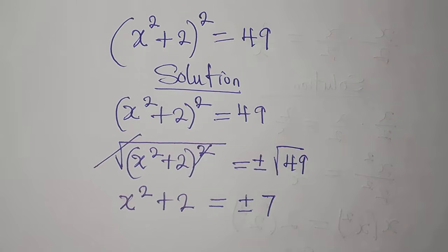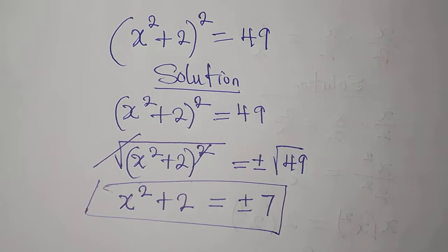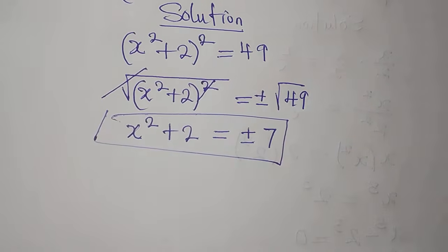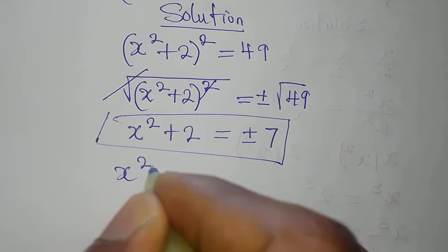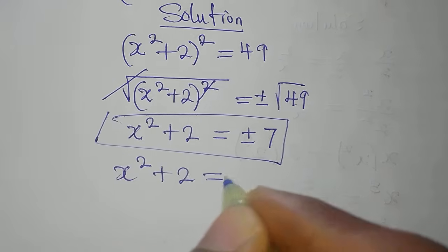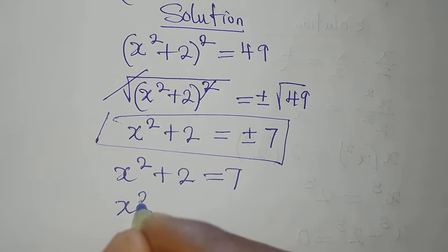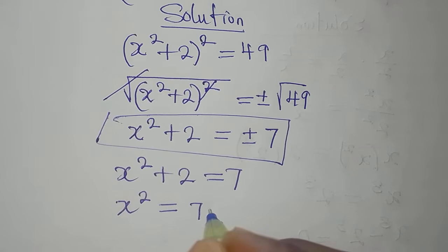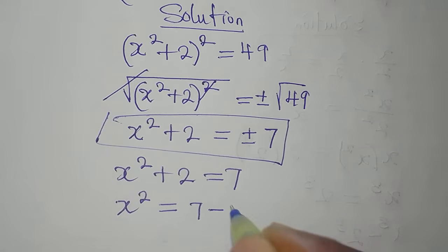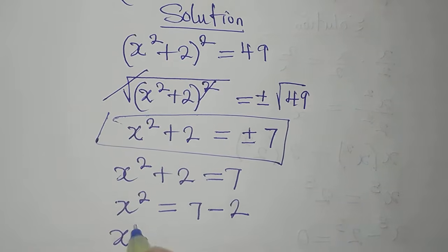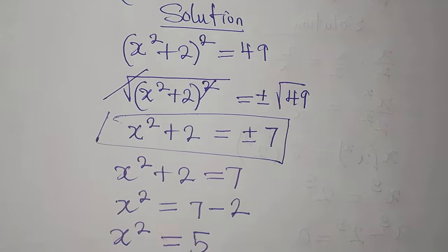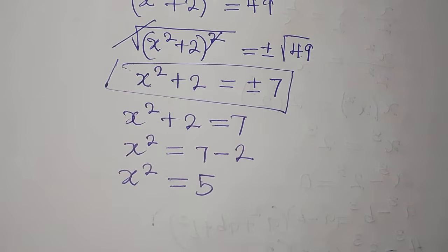Okay, so from here we are going to have two equations because of the plus or minus over there. Now let's pick x² + 2 = 7. So if this is true, then x² is equal to 7 minus 2. So our x² will be equal to 5, right? x² is equal to 5.